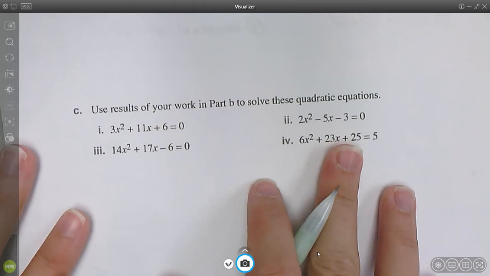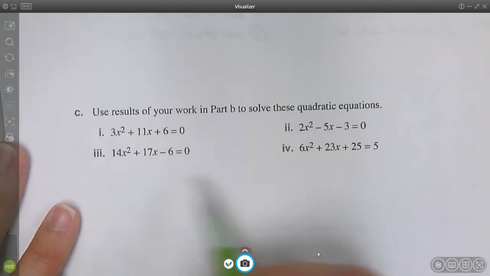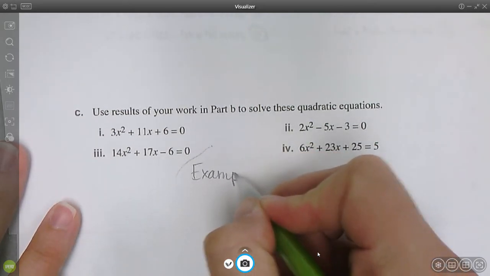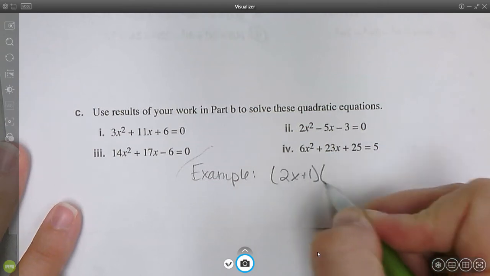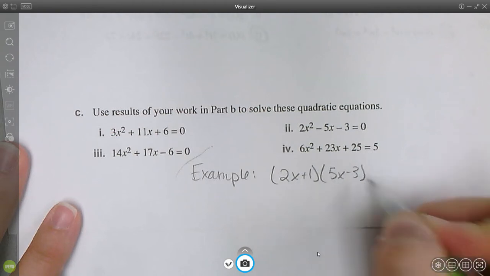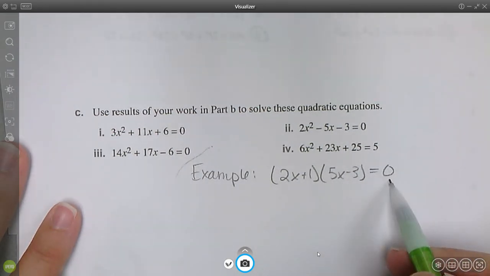C says use your results of work in part B to solve. I'm not actually going to factor any of these. This is just an example. So let's say when you're done factoring, you have 2x plus 1 times, I don't know, 5x minus 3. To solve, you have to make sure it's set equal to 0.